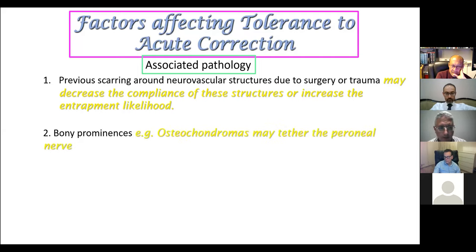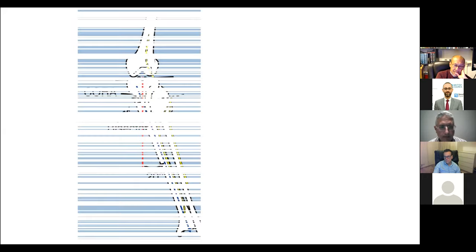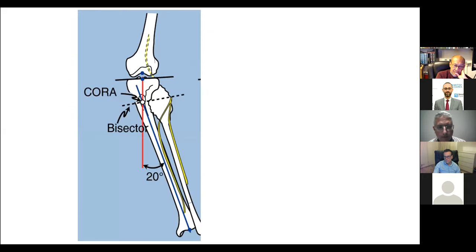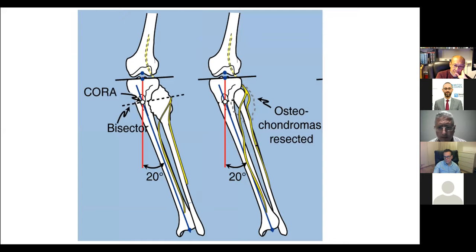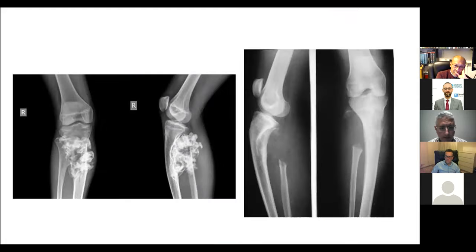Another associated pathology is the presence of bony prominences, such as an osteochondroma, which may tether the nearby nerve, as in this example. This is an osteochondroma of the proximal fibula. It must be resected before correction of this valgus deformity. As in this example, the osteochondroma of the proximal fibula has been excised before correction of the deformity.